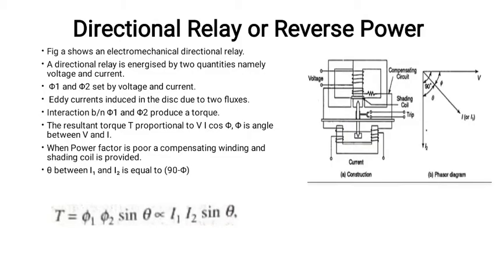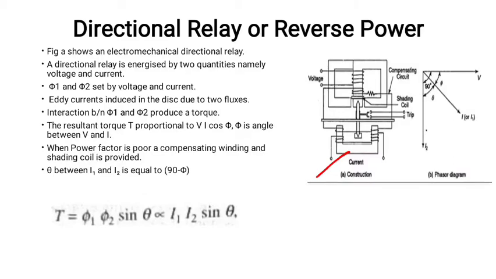Now we'll be looking at the directional relay or the reverse power relay. So here is the figure of an electromechanical directional relay. This type of relay operates when the power in the circuit flows in a specific direction.